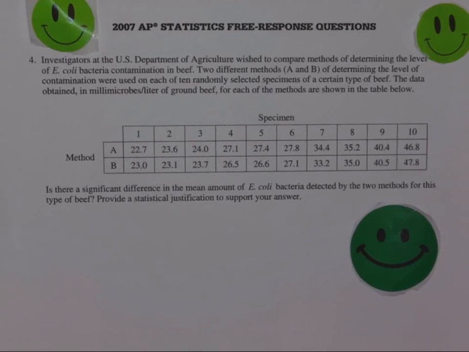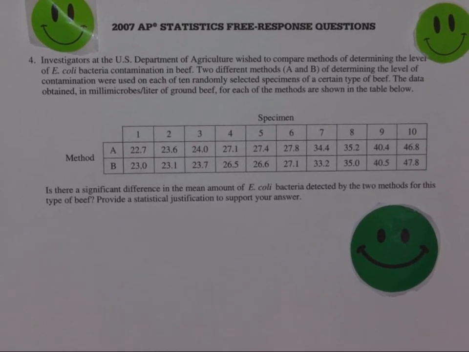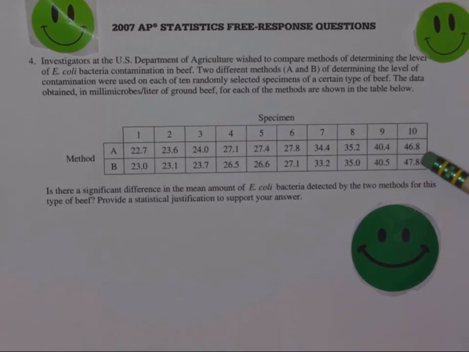All right, now when it says, provide a statistical justification, is there a significant difference? That is basically asking for you to do a test, okay? It's asking you to find a p-value. There's a probability that we would get sample values this unusual, assuming that the null is true. In other words, in this case, assuming there's no difference.